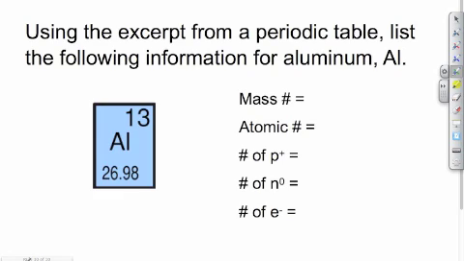Okay, scholars, now I'm giving you an opportunity to practice a problem on your own. When I tell you to press pause, you'll pause the video and try to fill out this information for aluminum. And when you're finished, you'll press unpause and check your answers. Press pause now.